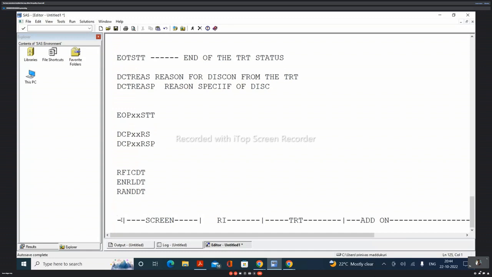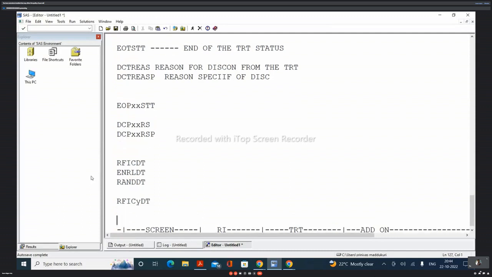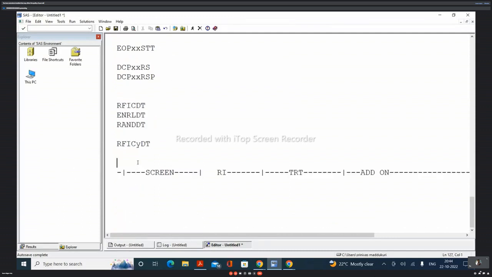Now we are going to have a variable called RFICYDT. What is it? Date of informed consent Y. So how many informed consents can we take theoretically now? 9, or 99. But when we have a single digit, we should not add this. I told you, when we have a small y. Okay.